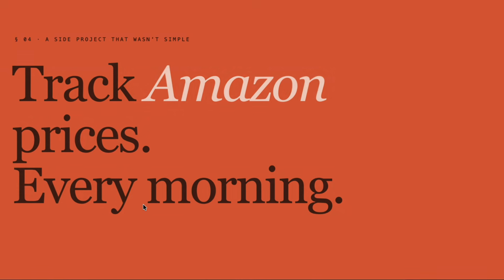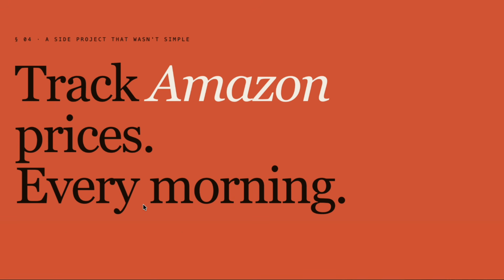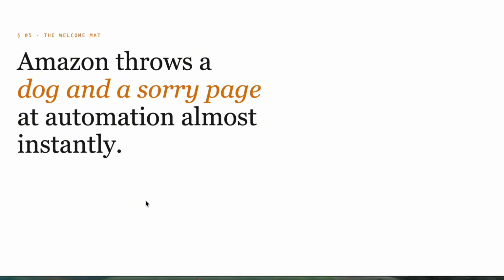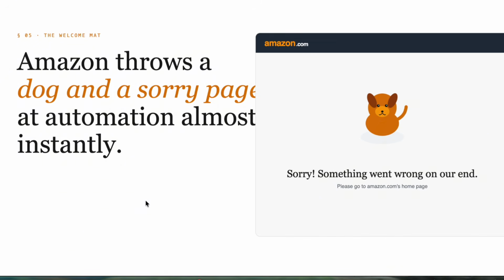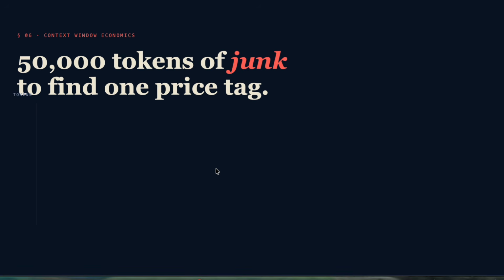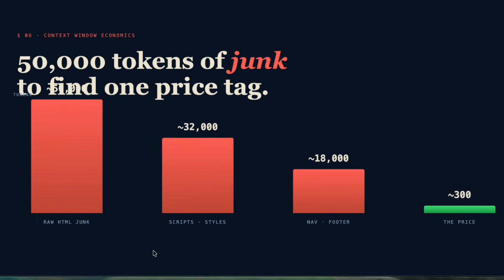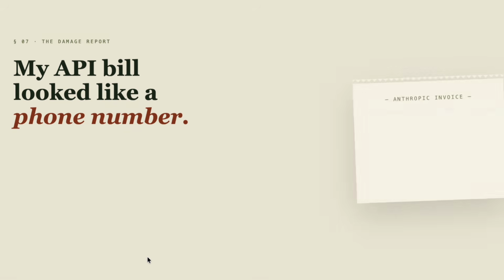I ran into this last month trying to track Amazon prices for a small side project. I wanted my agent to check 15 product listings every morning and tell me if anything dropped. Sounds simple. It wasn't. Amazon throws a dog and a sorry page at automation almost instantly. And the standard tools like Playwright or basic browser use setups, they shove the entire raw HTML into the context window. 50,000 tokens of junk to find one price tag. My API bill looked like a phone number.